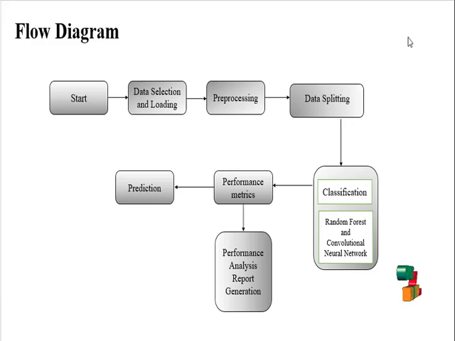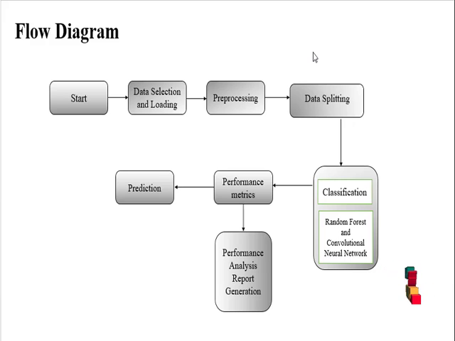This is our project flow diagram. Our process is going to start with the data selection and loading. We are going to select a data set based upon the educational data, and then we are going to read the data using the pandas library. And then our second module is data pre-processing. Here we are going to clean our data, and then data splitting. Data splitting means we are going to split our data into a training part and a testing part. The training part is to train our algorithm, the testing part is for prediction purpose.